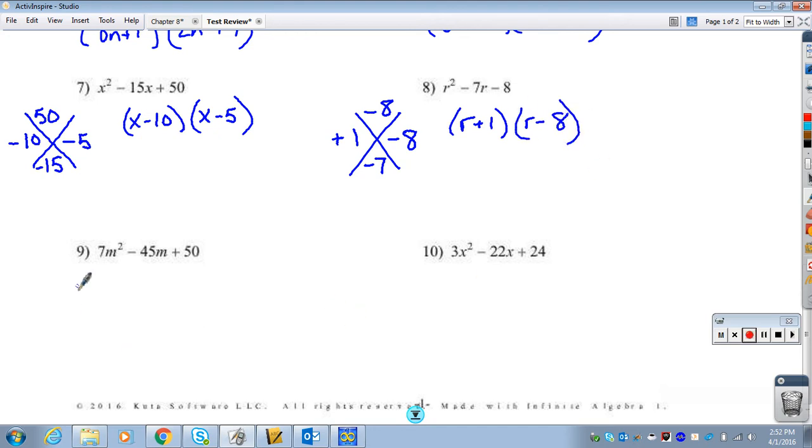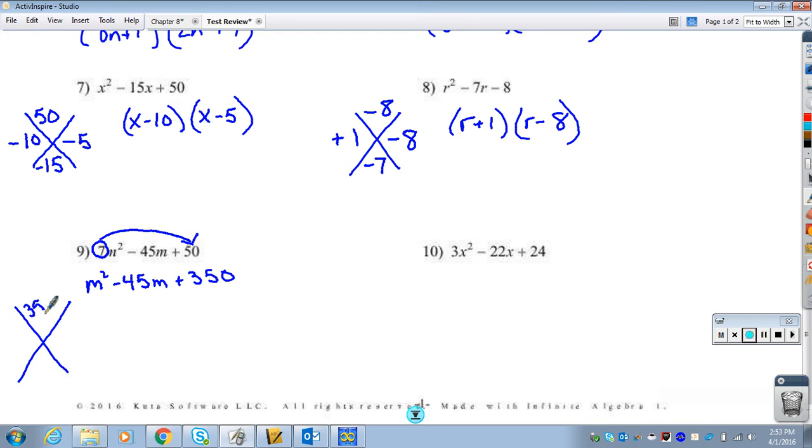Alright, when I get down here to number 9, it's still 3 terms, okay? But this time I have a is not equal to 1. It's some other number, so we're going to slide it down to the end. So now I have m squared minus 45m, and then 7 times 50 is 350. So I'm going to factor that.